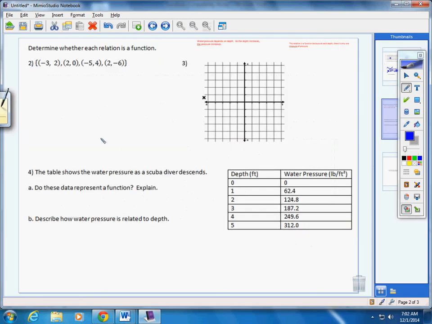But let's move on. Okay, number 2 says determine whether each relation is a function. So maybe pause it here, and I didn't put my points on for number 3, so let me put those on for you. And maybe try to do 2 and 3 on your own, and then come back and I'll talk about them. Sorry, I forgot to put my graphs on here. Okay, so take 2 and 3, give it a go.